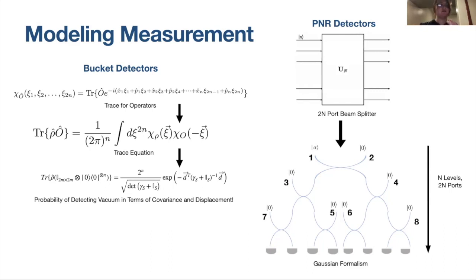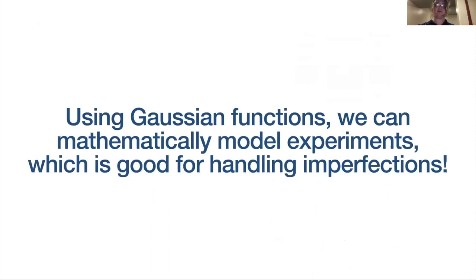These have to be modeled in a little more complicated way, so we model them as an n-level beam splitter array. The point is, using Gaussian functions, we can mathematically model experiments, which is very, very good for handling imperfections. Now that we've covered the preliminaries in the background, we can start discussing what we found.